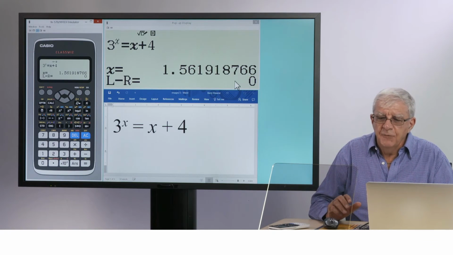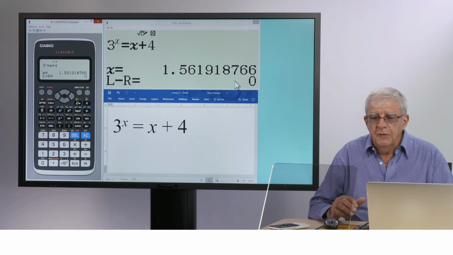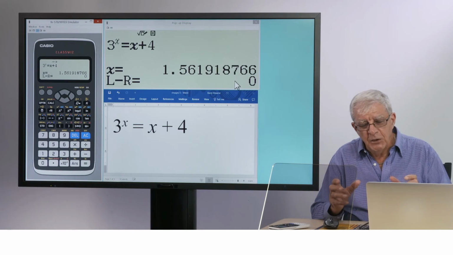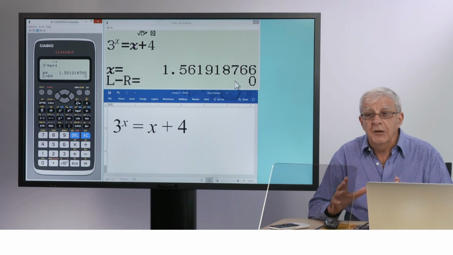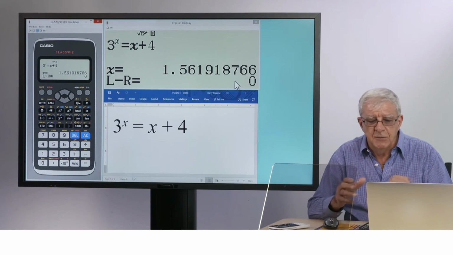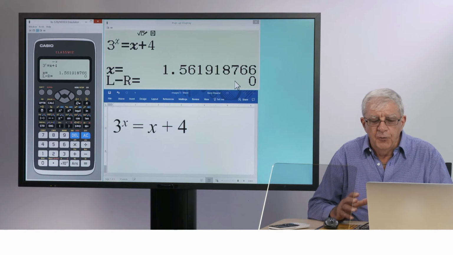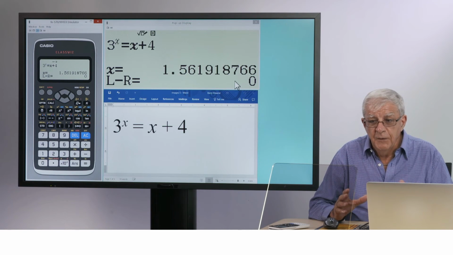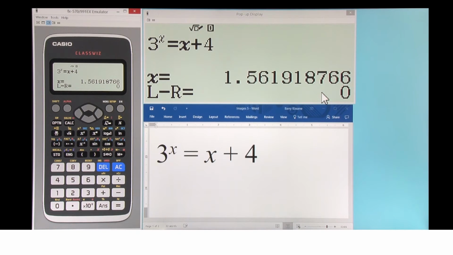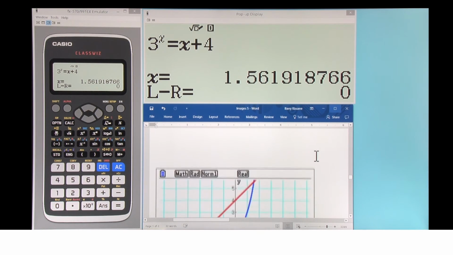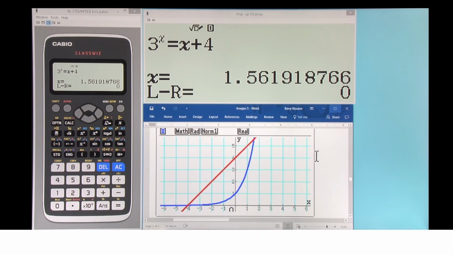Now there might be some further solutions. So students need to think about the equation and think about its form, think about the components of the equation. Could 3 to the x be equal to x add 4 anywhere else? And if you think about the function and think about the graphs of the function, which is a good way to think about these things, like so.